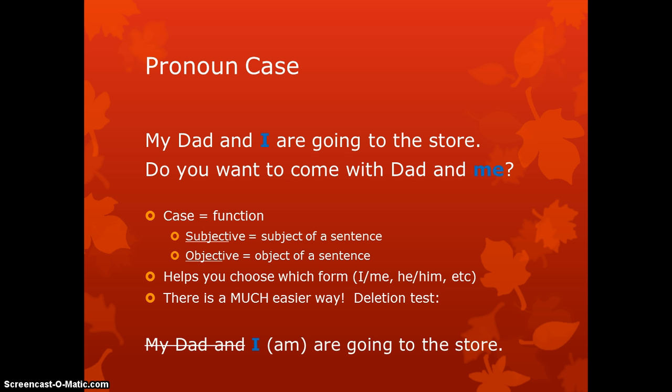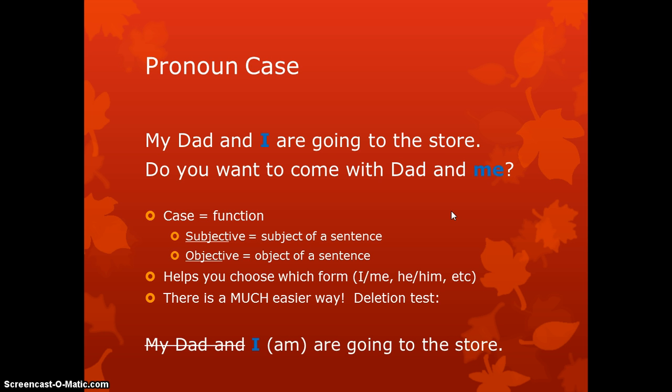So the beginning of the chapter talks about pronoun case, and that is just determining the function of that pronoun in the sentence. So there's subjective and objective case. As I've underlined it, you should be able to determine really quickly which is which. Subjective is the subject. Objective is the object of a sentence. So this refers back to the information in a previous chapter about subjects and objects.